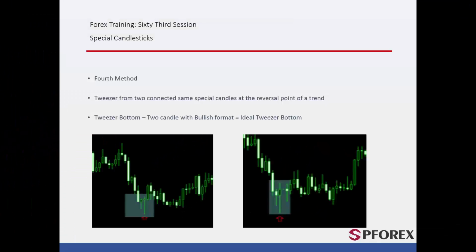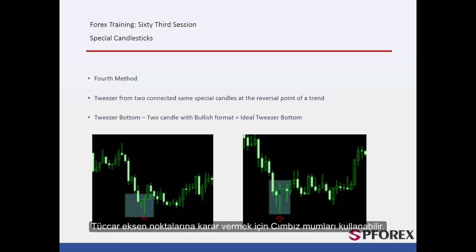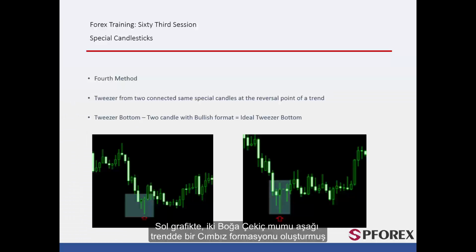Fourth method. A trader can utilize tweezer candles to determine pivot points. On the left graph, two bullish hammer candles has formed a tweezers pattern on a downward trend. So, a trader could place a buy order after market price has passed the high price of tweezers. On the right graph, another tweezers has formed, in which a bullish candle formed just after a bearish candle. Tweezer patterns with two bullish candles have more power than tweezers with a bullish and a bearish candle.